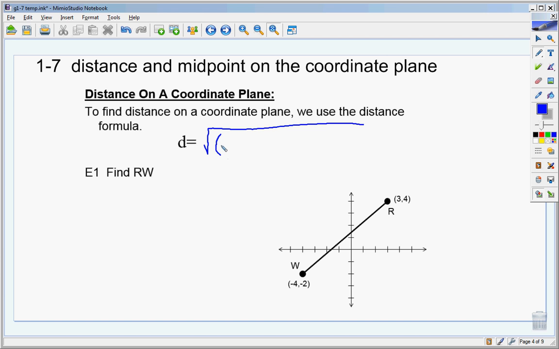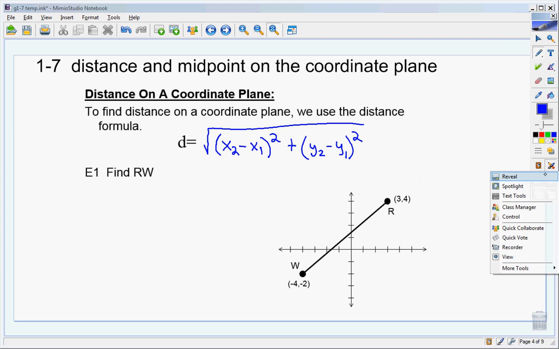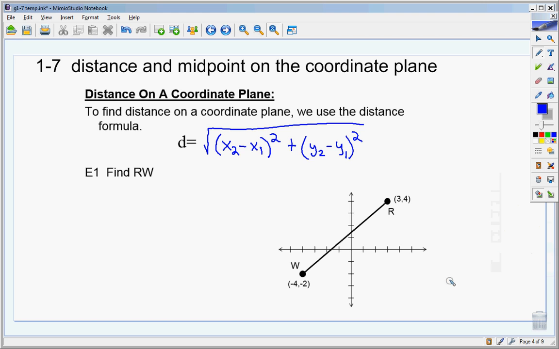The distance on a coordinate plane is equal to the square root of parentheses x2 minus x1, parentheses squared, plus parentheses y2 minus y1, parentheses squared. It is just a formula, but it is a formula you need to memorize.